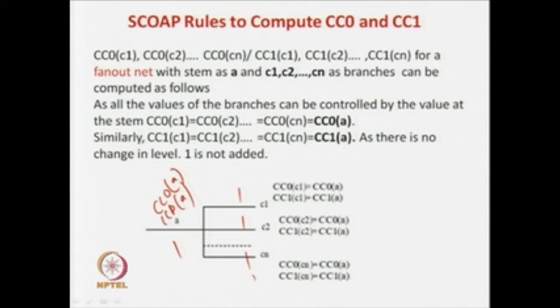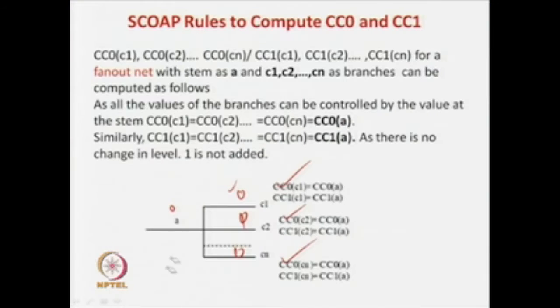So, if the difficulty of this net to be controlled to 0 is CC0 of A, so obviously the difficulty in controlling this one to 0, we are starting with the 0. So, if we know that CC0 of A is some value, then this 0 is applied and all the nets will be 0. So, if you apply a 0, automatically everything will be 0. So, if we know the difficulty of controlling A to 0, then automatically the same value will apply for CC0 of C1, CC0 of C2, CC0 of C. Everything will be same, because if you just apply 0, automatically it is carried over, and there is no level shift because there is no gate, so you need not add a 1.